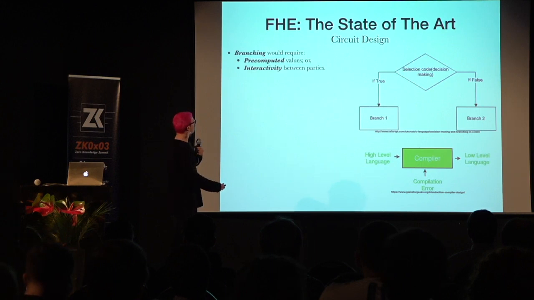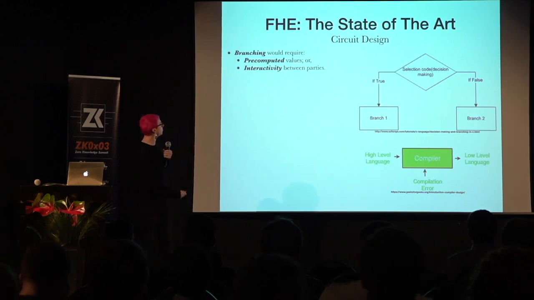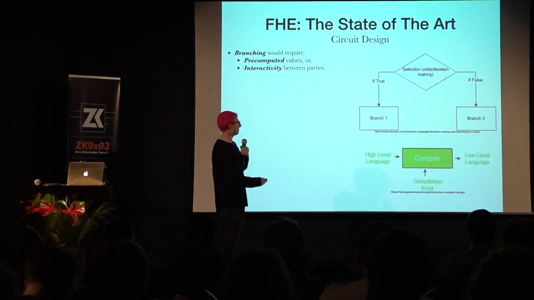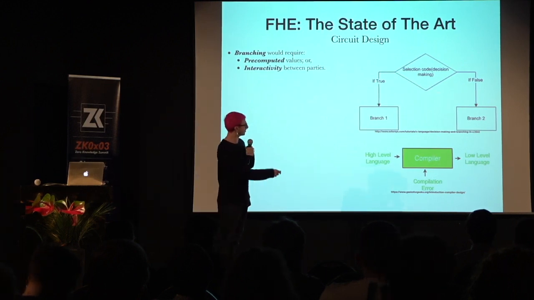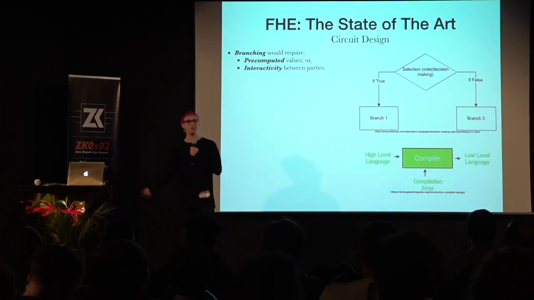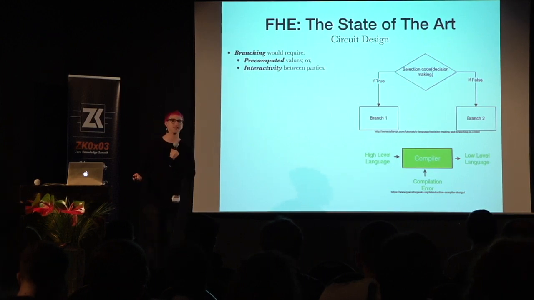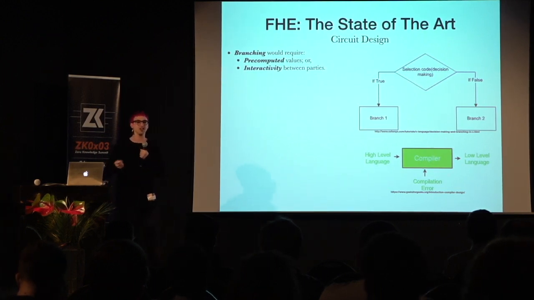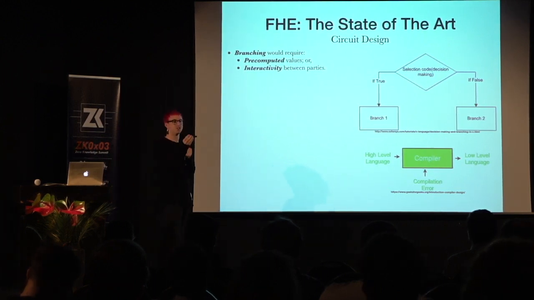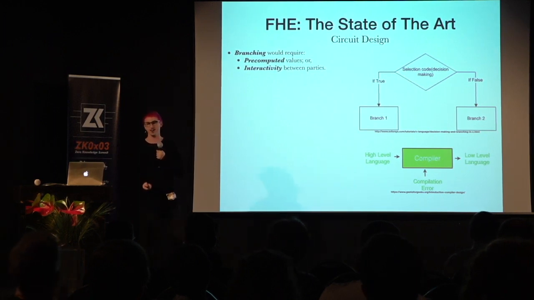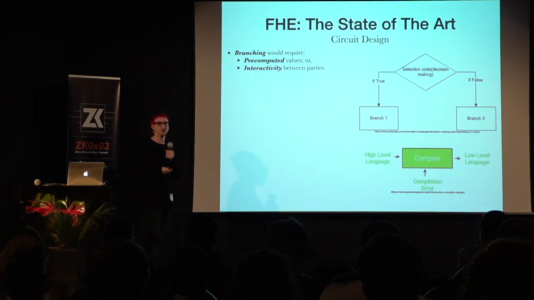Like I said, branching would require pre-computed values or interactivity between parties. This kind of logic, if this is true, do this, if false, do this, is absolutely not possible. To do that would break chosen plaintext attack security. Clearly, if you have some sort of logic that says, if this variable is this, then do that, of course you can't do that on encrypted data, right? It's encrypted, you don't know what the data is.